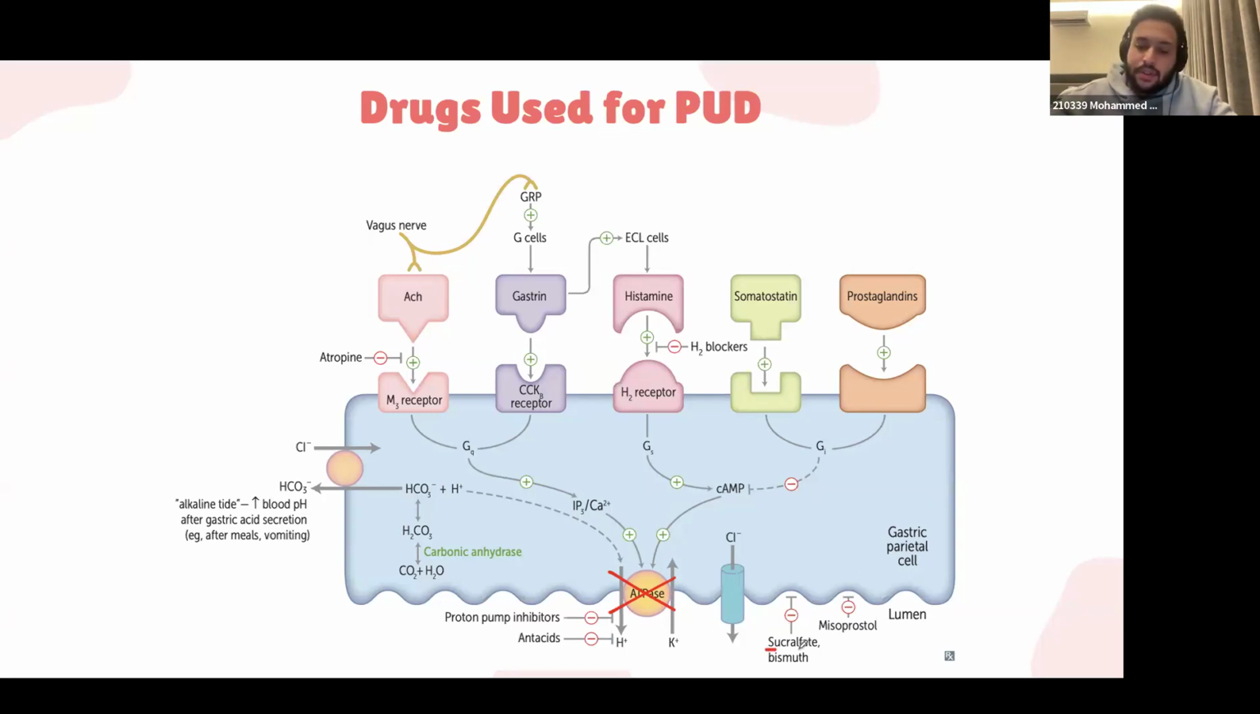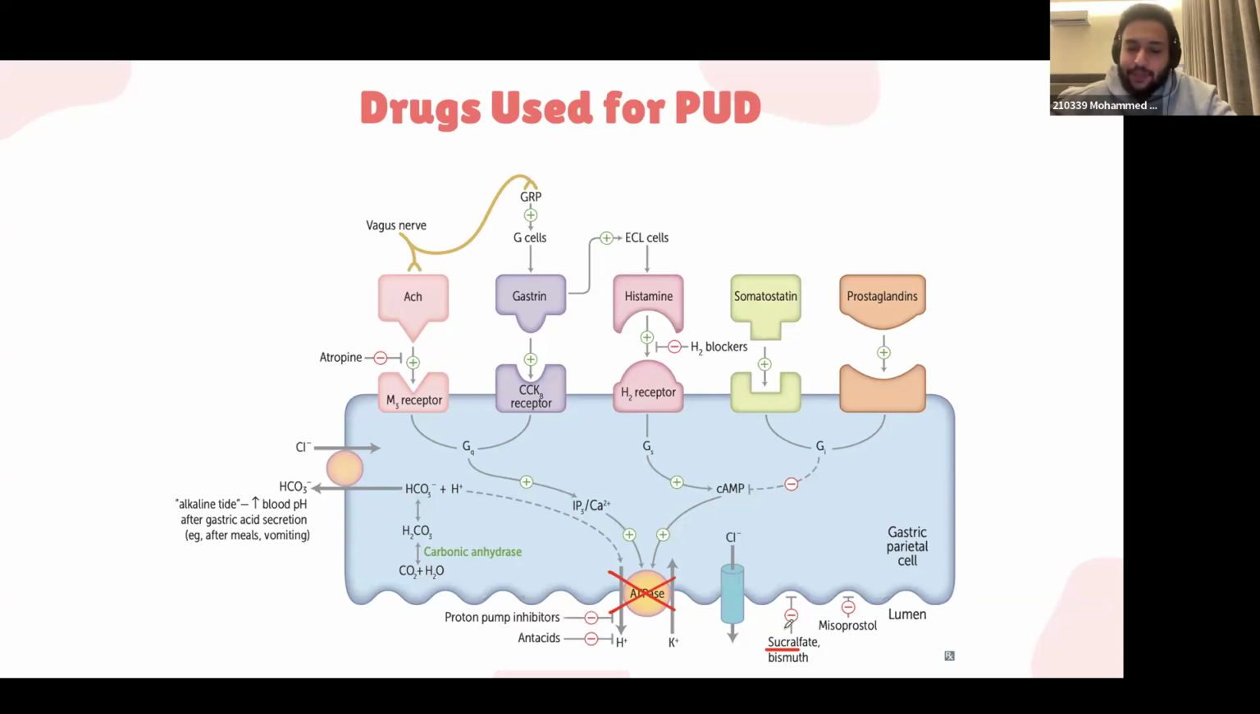Important concept, sucralfate here. Can you give it with PPIs and antacids? Yes or no? Can you give them both together? No. Why? It will decrease its effect. Because sucralfate needs acid to be active. Okay, that's it. Now, what's an important side effect, like a very key side effect? What will the color of stool be?